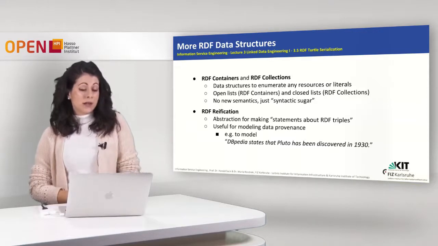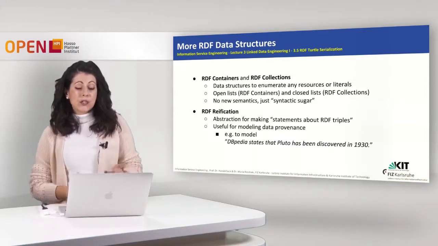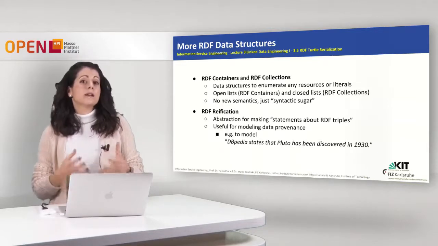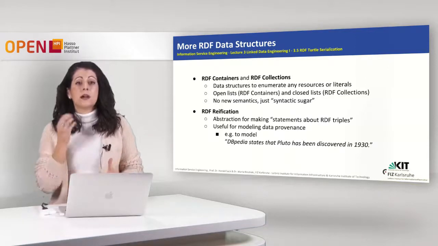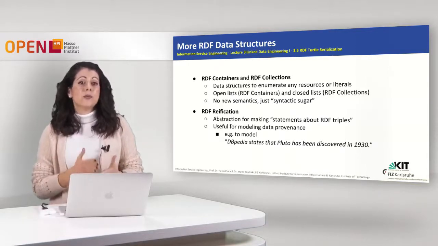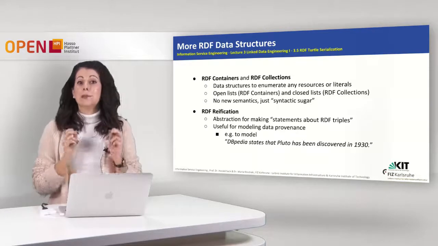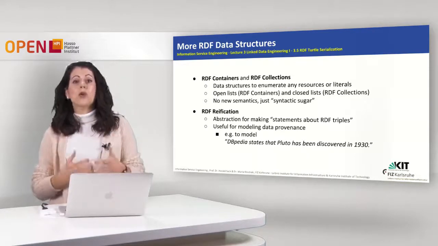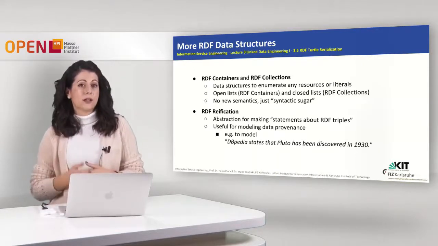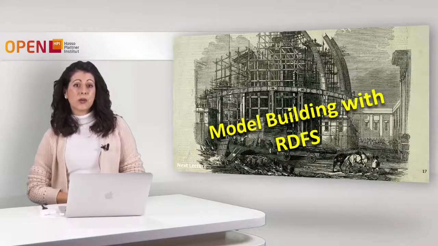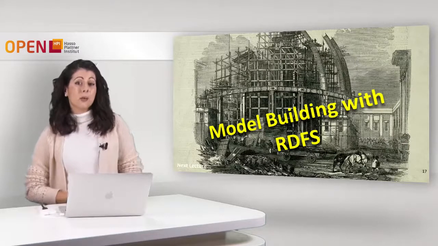And then there is also the RDF reification, which is nothing more than an abstraction for making a statement about some RDF triples. This is particularly useful in the case we want to model the provenance of the data. For example, what we can do with a reification is to say that DBpedia states that Pluto has been discovered in 1930, and this we do through the RDF reification. So, in the next part of the lecture, we are going to talk about model building with RDFS.